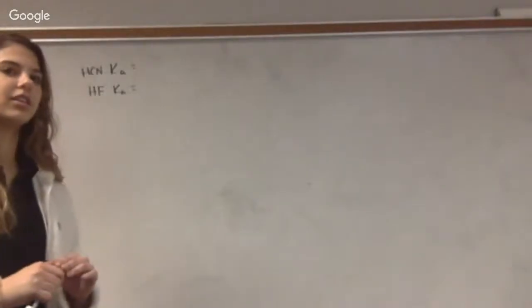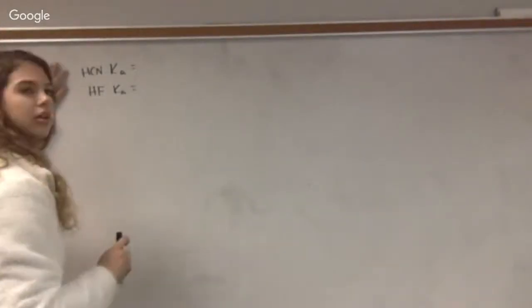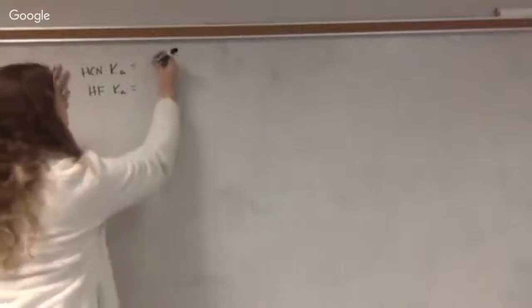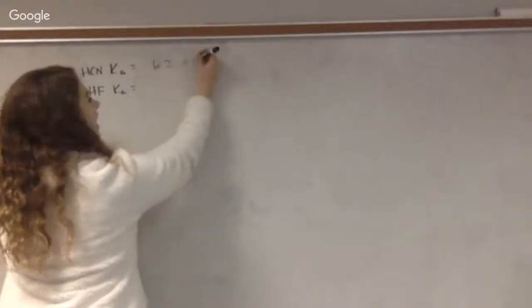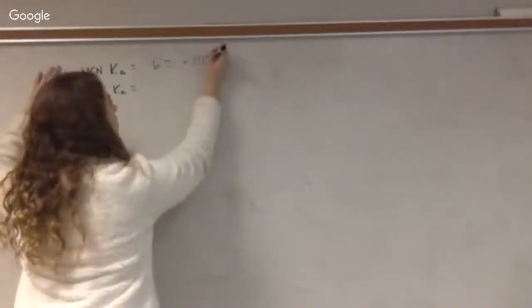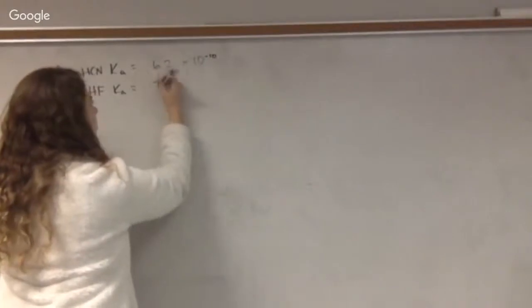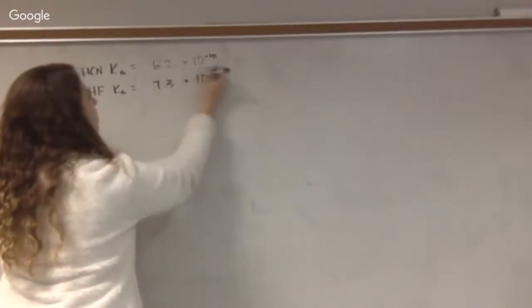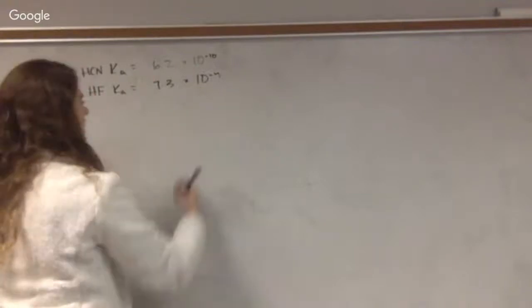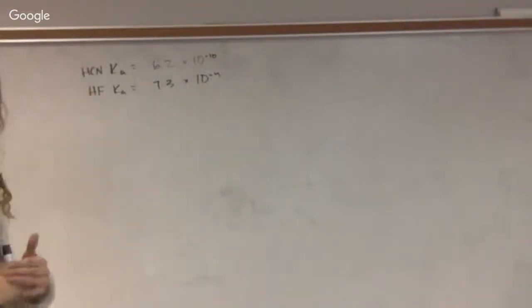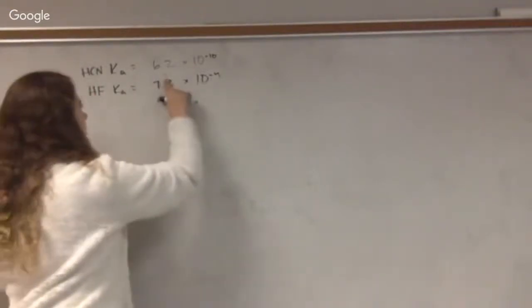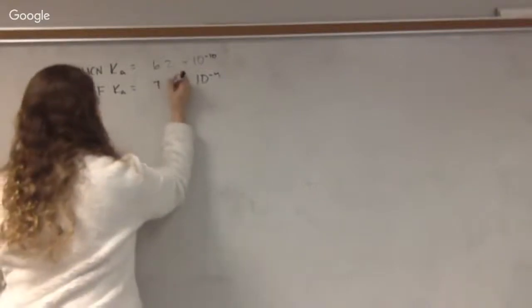HCN. HCN is 6.2 times 10 to the negative. And HF. HF is 7.2 times 10 to the negative 4. I don't think I heard you. 7.3. So let's say I give you 0.3 molar of each one. What is the pH?